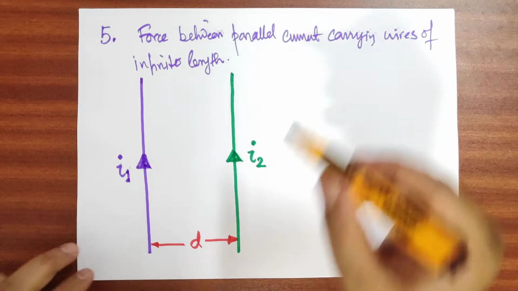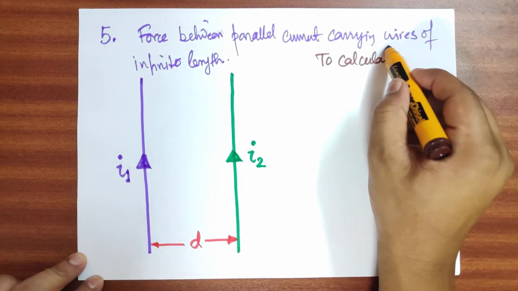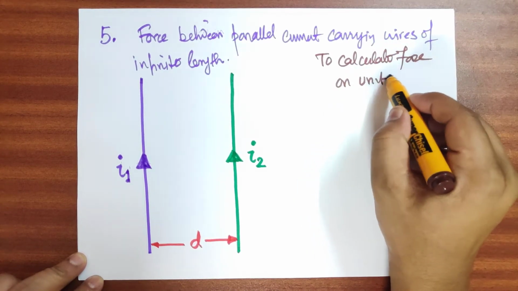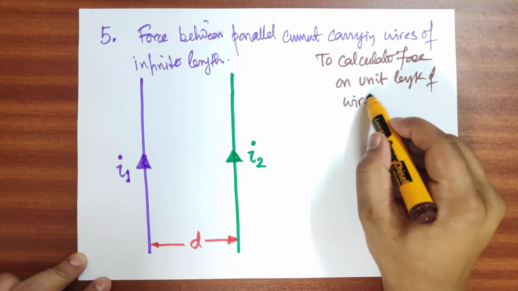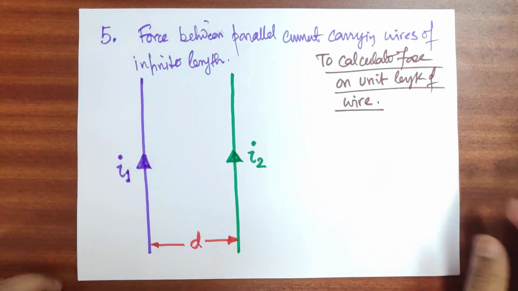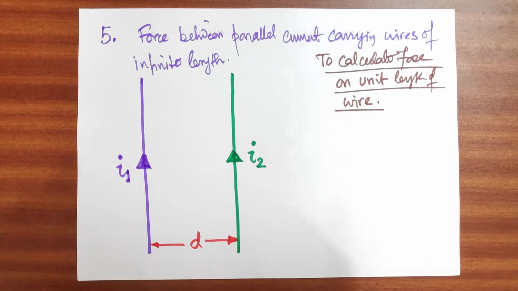We have to calculate the force on unit length of wire. That means between these two wires there is a force, and on unit length of a wire you have to find the force.